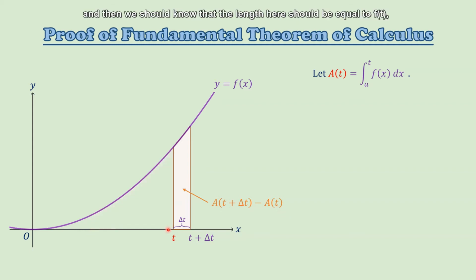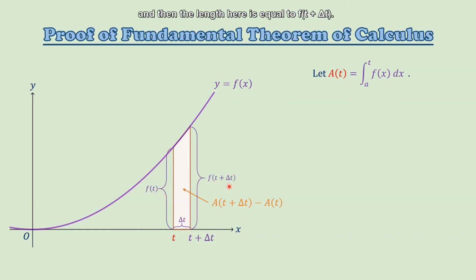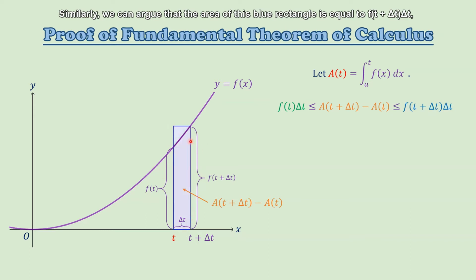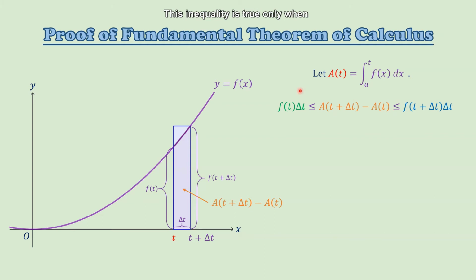And then we should know that the length here should be equal to f(t), and the length here is equal to f(t plus delta t). According to this figure, when we assume that the curve is increasing, then this area should be greater than the area of this rectangle, and the area of this rectangle is equal to f(t) times delta t. Similarly, we can argue that the area of this blue rectangle is equal to f(t plus delta t) times delta t, and it should be greater than the area that we are interested in.